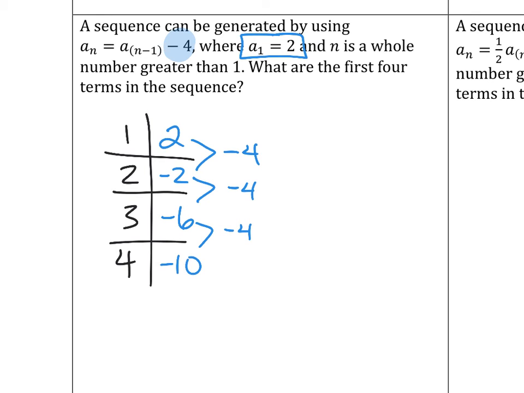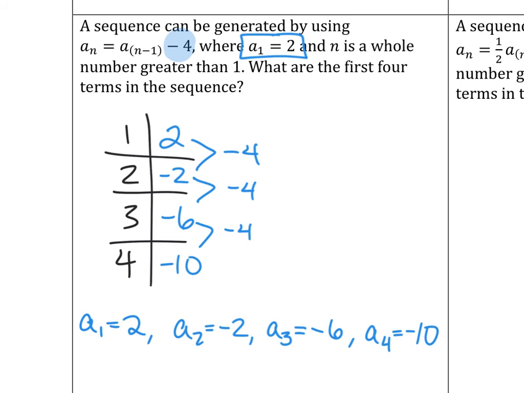Nice. So we followed our sequence pattern so that a sub 1 is equal to 2, a sub 2 is equal to negative 2, a sub 3 is equal to negative 6, and a sub 4 is equal to negative 10. That's my sequence.